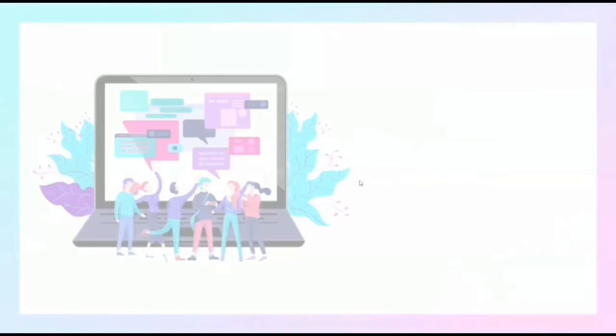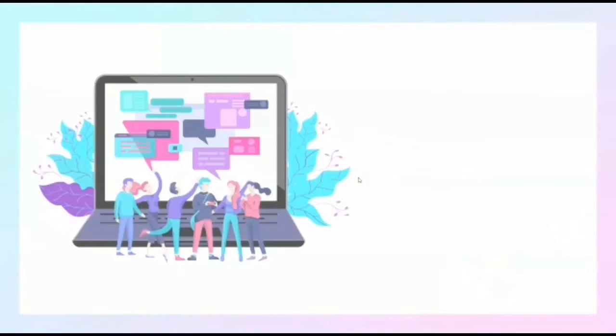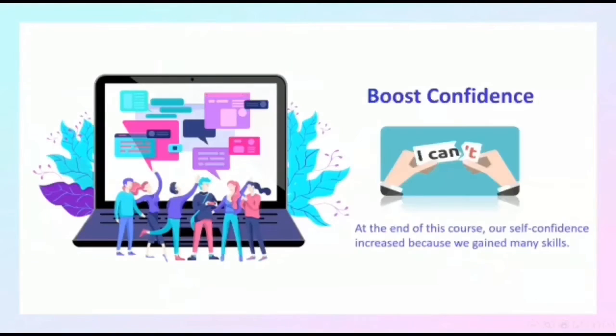Confidence. At the end of this course, our self-confidence increased because we gained many skills. We learned about our weaknesses, and with practice, we were able to overcome these points.